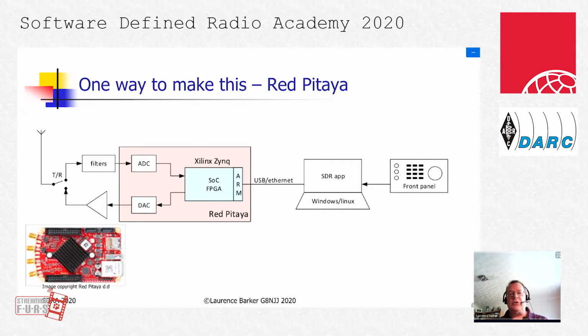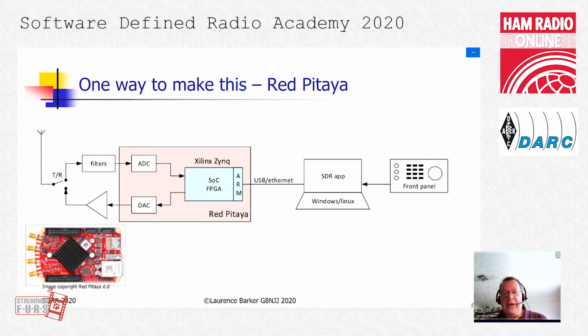That's what's called a system on chip FPGA that I'll say a bit more about in a moment. And it's kind of a cross between an FPGA and a single board computer. So on the other side of the FPGA, we've got an Ethernet interface where the data is transferred out to your PC application.